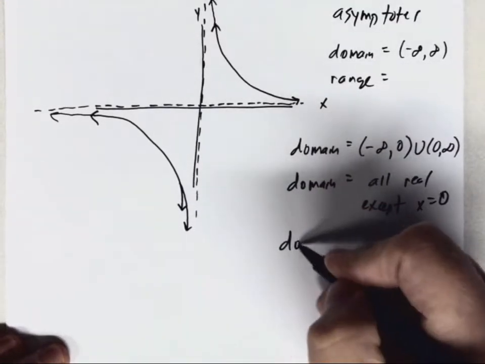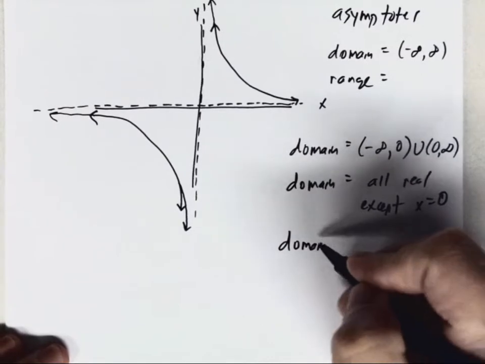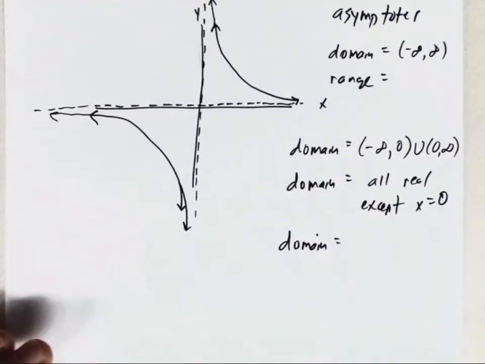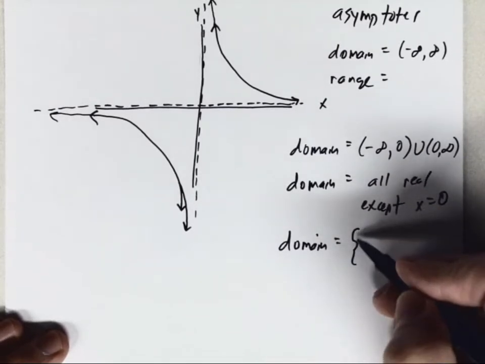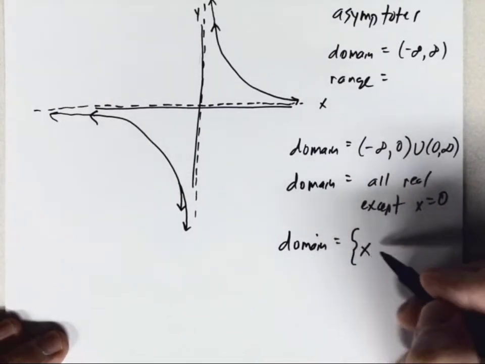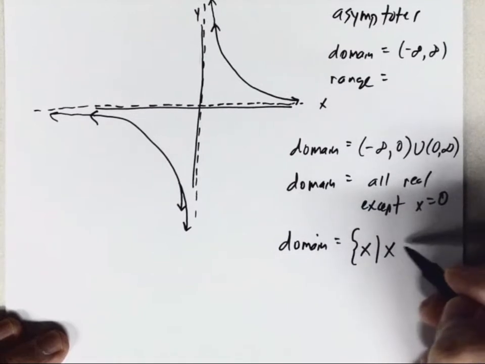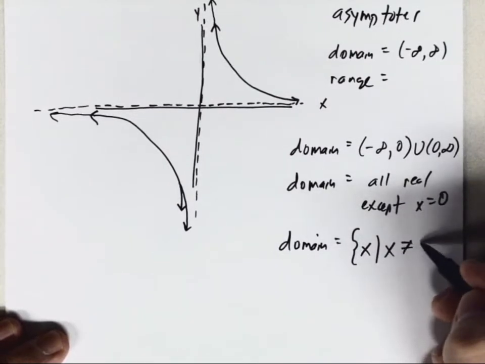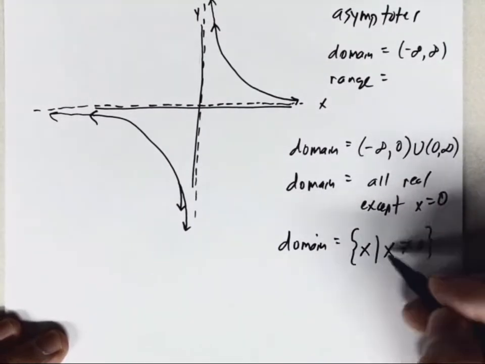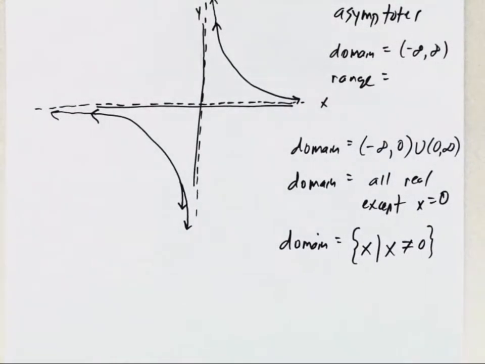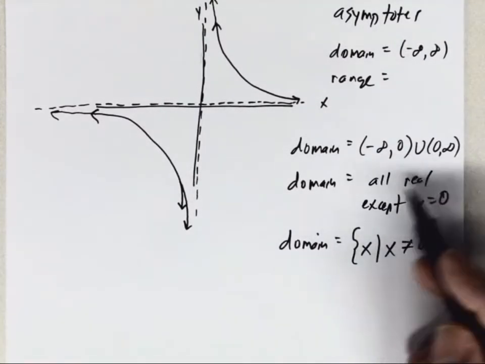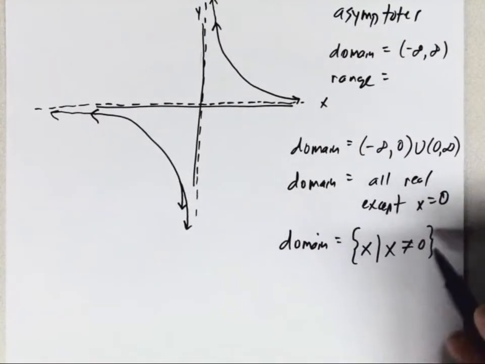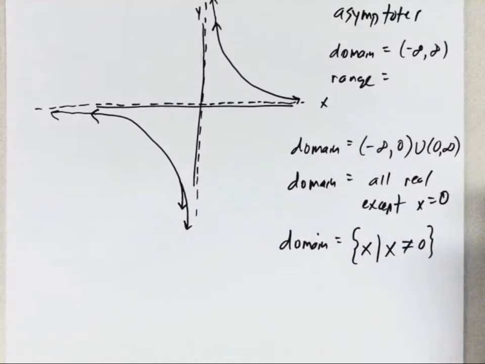But then the last thing, which I think sometimes they might want in your MyMathLab, is set notation, this funky notation. You do these squiggly brackets and you say x such that, and inside here you simply write down what x cannot be. So this is another way of saying all real except x equals 0. This is another way of saying this interval right here.